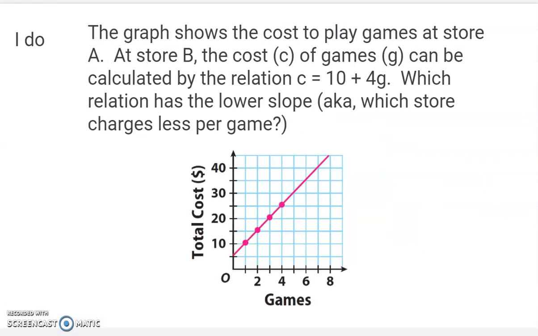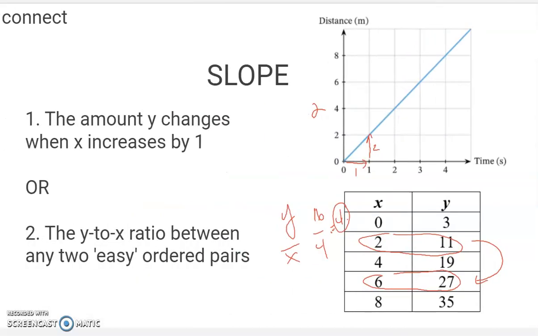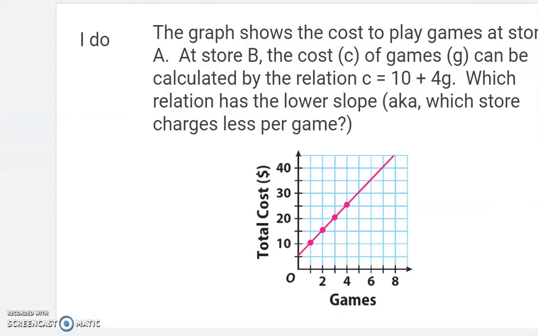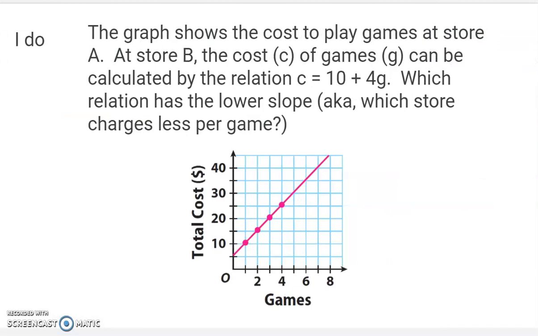And what happens today is we combine slope and knowing four different ways to deal with relations into questions like this. The graph shows the cost to play games at store A. That's one way to represent a relation. For store B, the cost of games can be calculated by this relation. That's another way to show a relation. Which relation has the lower slope, aka which store charges less per game?